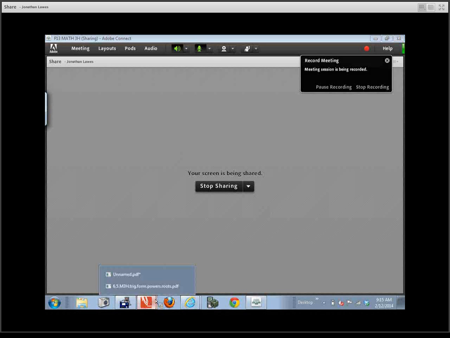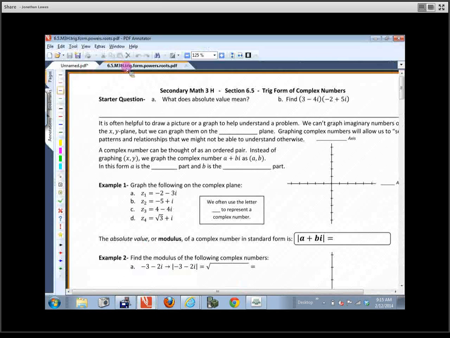Okay, if you would take a look there, there is a starter question on there. First starter question is, what does absolute value mean? And the second question is, find the product of those two. Now, we've gone over imaginary numbers, haven't we, in this class? So if we were to multiply those together, I got all the 16.